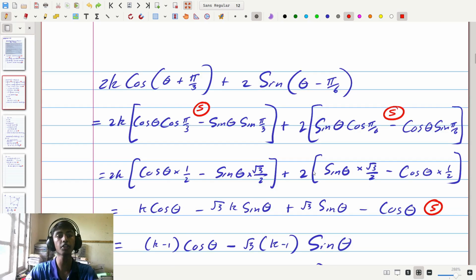Now after that, for this part right here, when you write down the expression like this, and you simplify the cosine of theta plus pi by 3 into this expression right here, you get 5 marks for that.